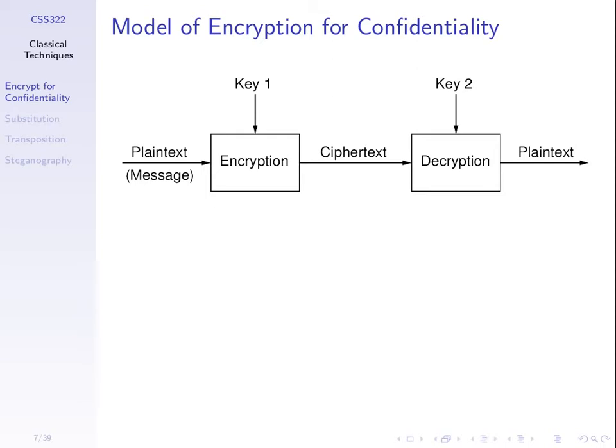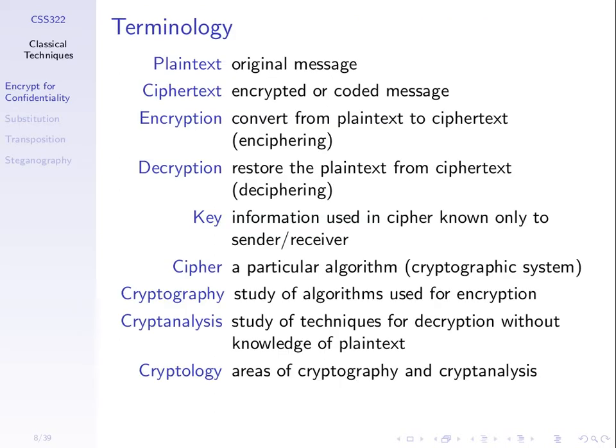This topic, and the next several topics as well, will focus on those boxes. This lists some of that terminology. So plain text, our original message. Ciphertext is the encrypted or coded output. Encryption is the process of converting that plain text to ciphertext. Decryption is the opposite, ciphertext back to plain text. Sometimes called enciphering and deciphering.